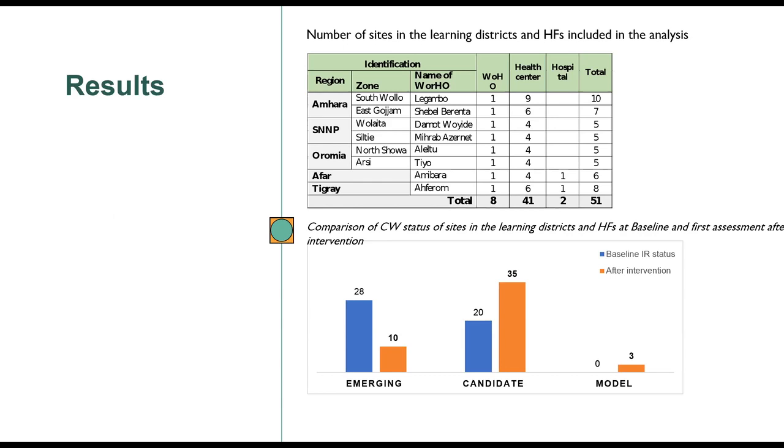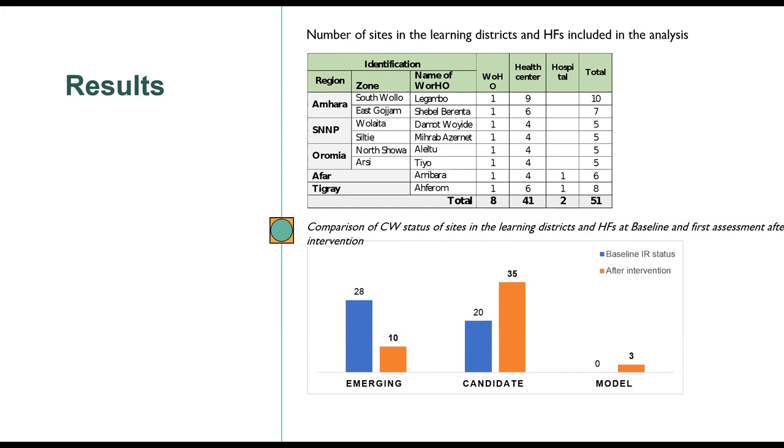As you can see from the graph in the bottom of the slide, we had 28 emerging and 20 candidate facilities. Normally what we do is, after the assessment, we grade the facilities as emerging, candidate, model, and connected based on the score that they have got in the 4 assessment criteria. And most of the facilities and the Woreda health offices that we had were emerging, and there were also 20 candidate facilities, and we didn't have any model health facility and also no connected facility at that time.